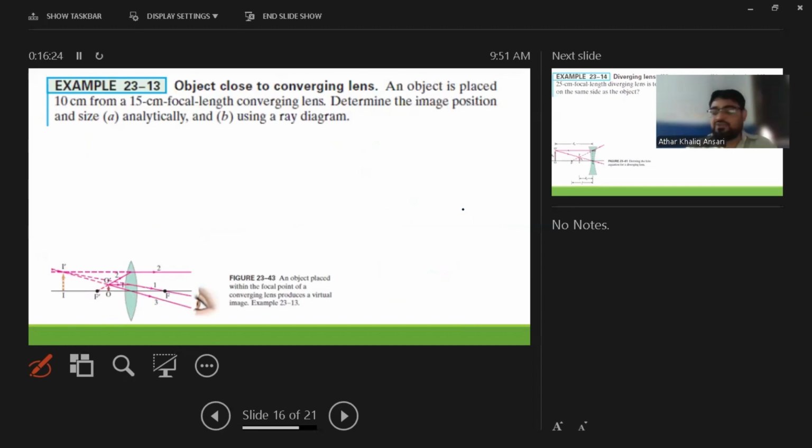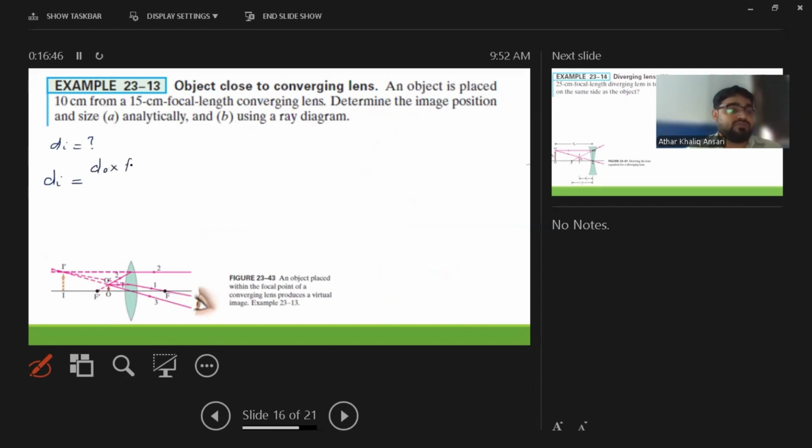So can you just do this one with me? You have an object placed 10 centimeter away, and a focal length is given, in a converging lens. Determine the image position and size. Image position means you are asked to find DI. And for DI, yes, DI is what?